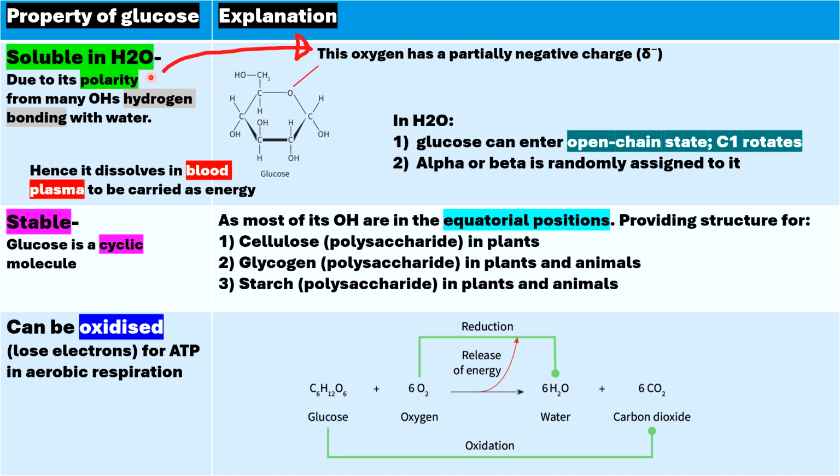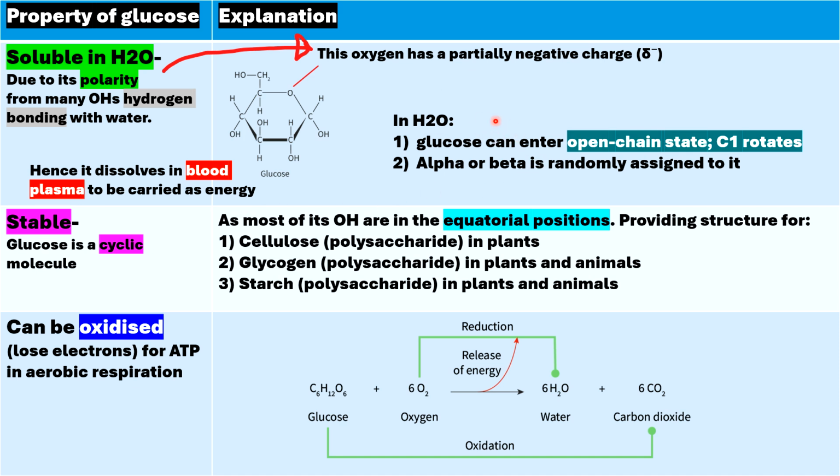Now, why is glucose polar? Well, this is because its oxygen has a partially negative charge. This oxygen right here, okay, you might want to pause and zoom in. So glucose always has this oxygen, right? And it has a partially negative charge, and this makes the molecule polar, the monosaccharide polar. I repeat, I suggest you look at my video on A1.1 if you want to understand polarity better. Now, because it's soluble in water, it can dissolve in blood plasma, and so we can carry it as energy.